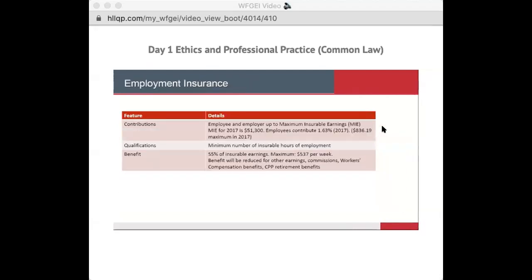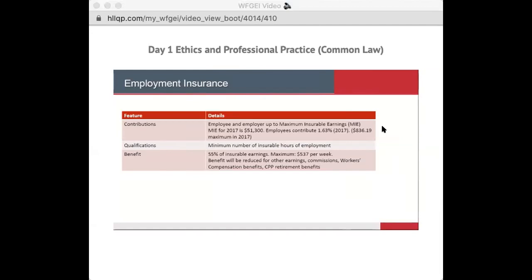EI, employment insurance, again, is mandatory. If you work from age 18 onwards, you must pay EI. The employer and employee, the two parties, will pay a percentage up to the maximum insurable earnings. You don't have to remember these numbers; they're just for illustrative purposes. There is a minimum number of insurable hours, depending on the province. For example, anywhere between 500 to 600 hours on a rolling 12 is usually the number you need to qualify for EI.